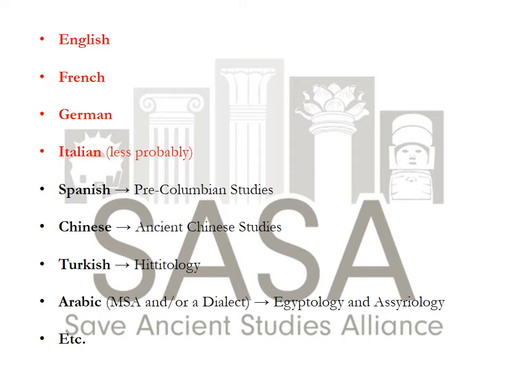So those engaged with pre-Columbian studies are going to study Spanish in order to read secondary bibliography and to interact with local communities, local people, when doing fieldwork. Those engaged in ancient East Asian studies are going to study Chinese, besides Japanese or Korean, and those engaged with studying the cultures of the so-called Near East, Southwest, Western Asia, are going to learn other languages, such as Turkish, or Arabic for Egyptology or Assyriology, Arabic in its different dialects.